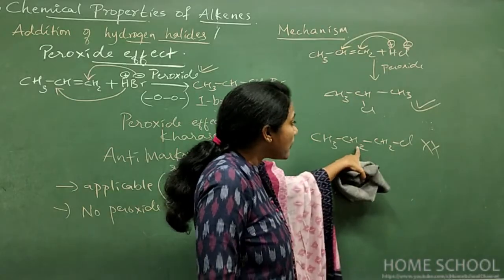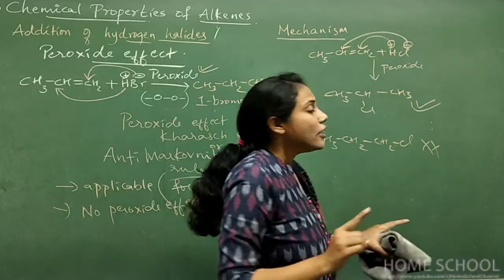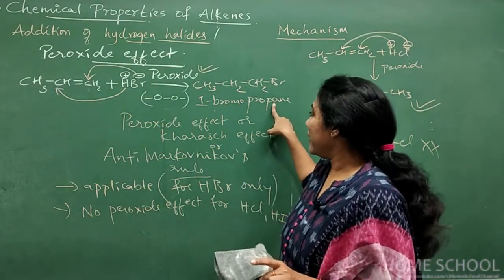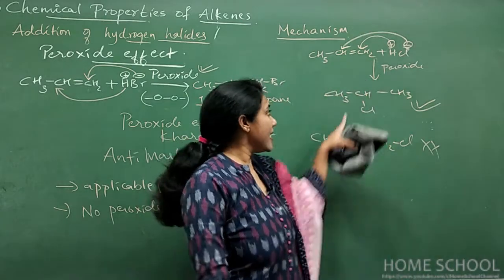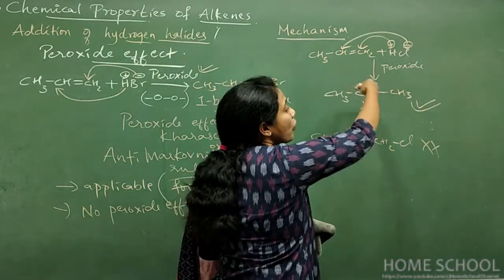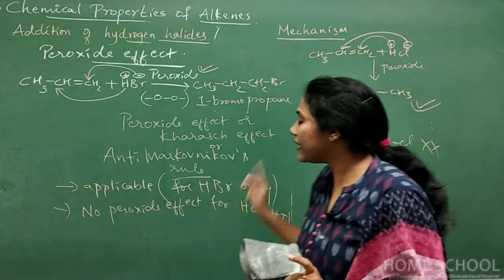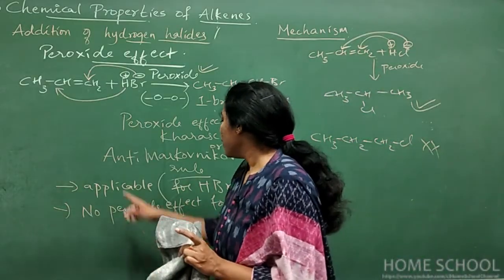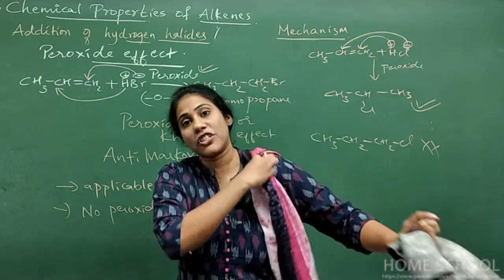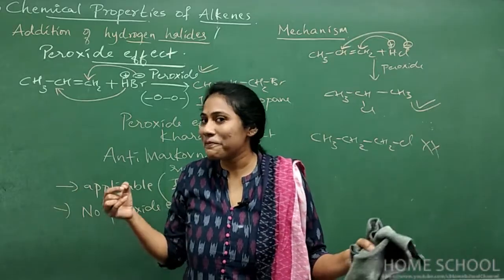So when do you get this product? Only if HBr is there. Only when HBr is there, 1-bromopropane is the product. But if it is HCl or HI, you will always get 2-chloro or 2-iodopropane. So the peroxide effect is applicable only for HBr addition, not for HCl and HI addition. Why like this? The reason you will understand with the mechanism.